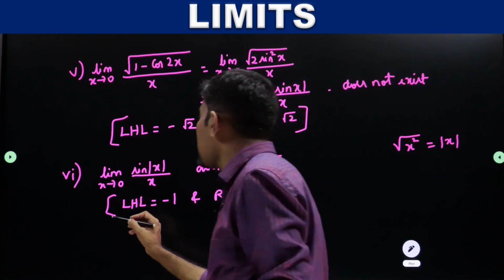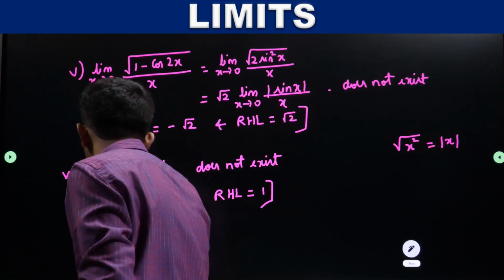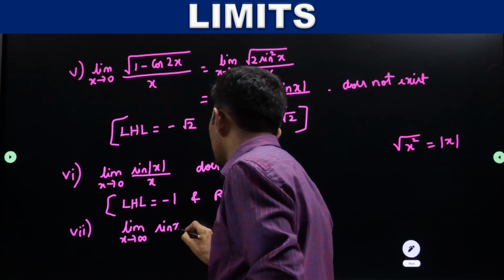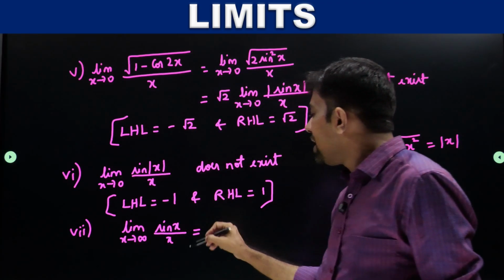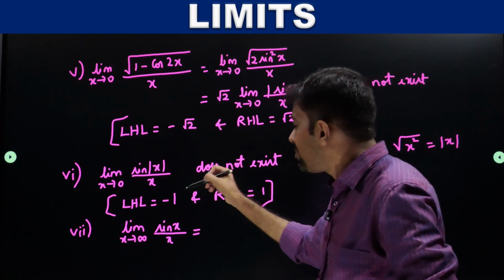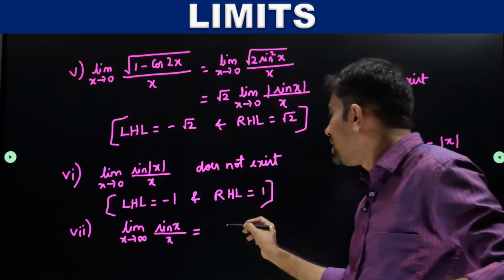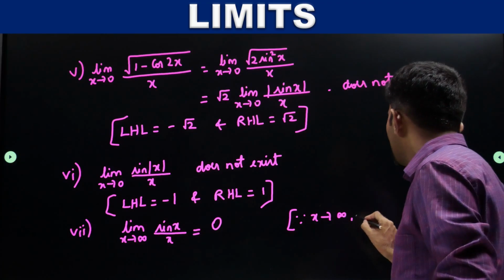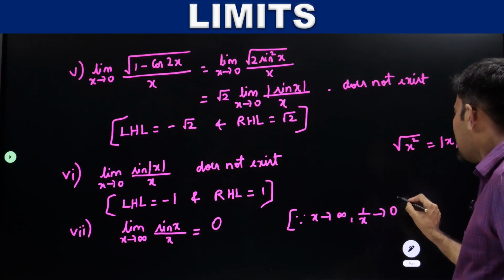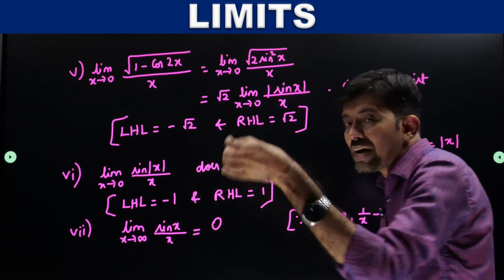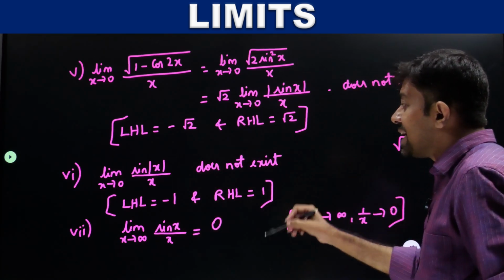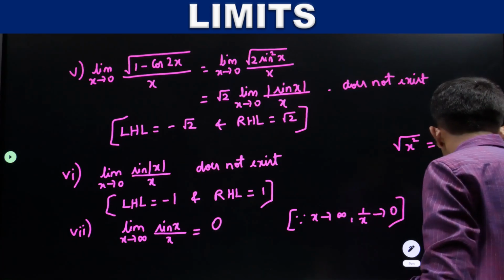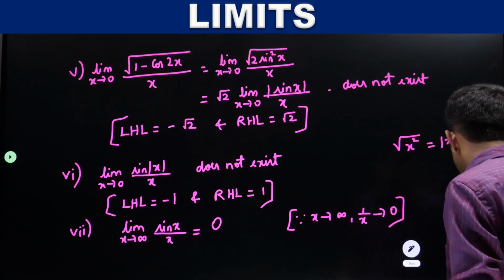If I ask limit x tends to infinity of sin x by x, as x tends to infinity, 1 by x is approaching 0. Sin x is a finite number which lies between minus 1 and plus 1, so it becomes equal to 0. Limit x tends to infinity, tan x by x also we can tell because 1 by infinity is 0, correct? So we can write limit x tends to infinity of sin x by x is equal to 0.